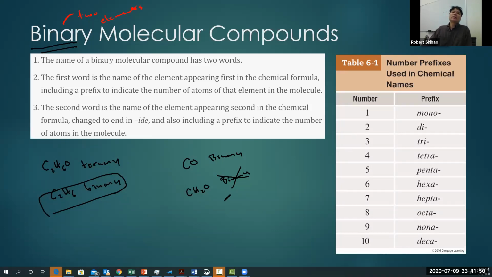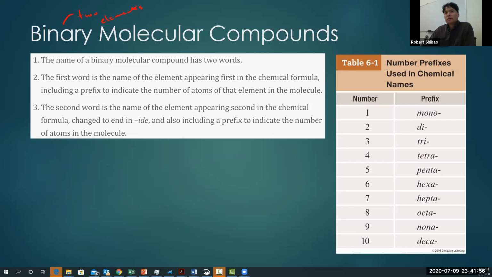Even though this is binary, we're not going to name compounds like that. With carbon and hydrogen, there's a different naming system for those, but we can name simple ones like this. And so let's look at some of these. Name.